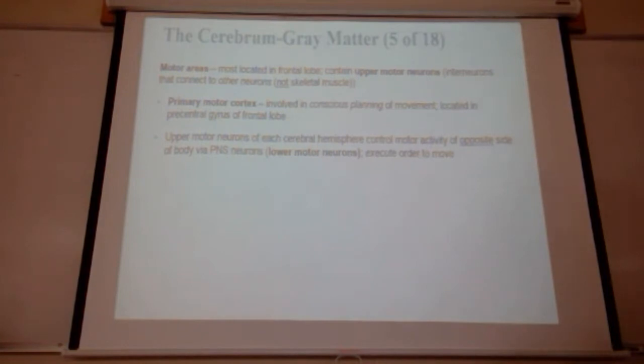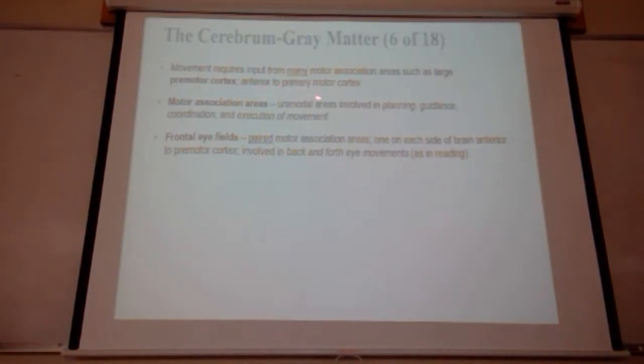Folks who have a stroke and are paralyzed on the right side of their body, the stroke was formed in their primary motor cortex on the left side of their brain. Movement requires input from many association areas, such as the large premotor cortex, anterior and primary motor cortexes, the motor association areas. Again, these are unimodal areas that are involved in planning, guidance, coordination, and execution.